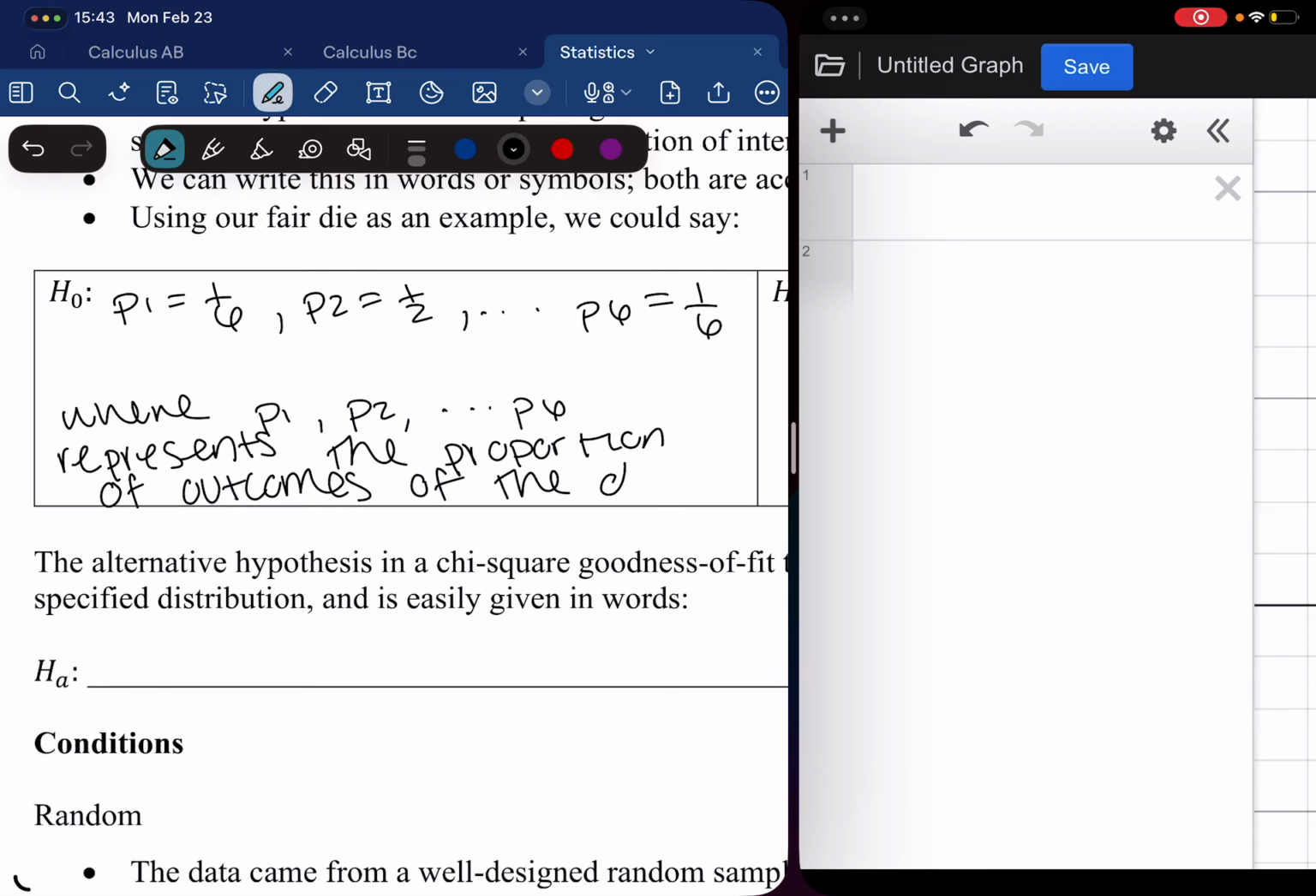Because we're not using the TI-84 here, we're using Desmos. So when I show you the example on Desmos, I will show you how to find that p-value.